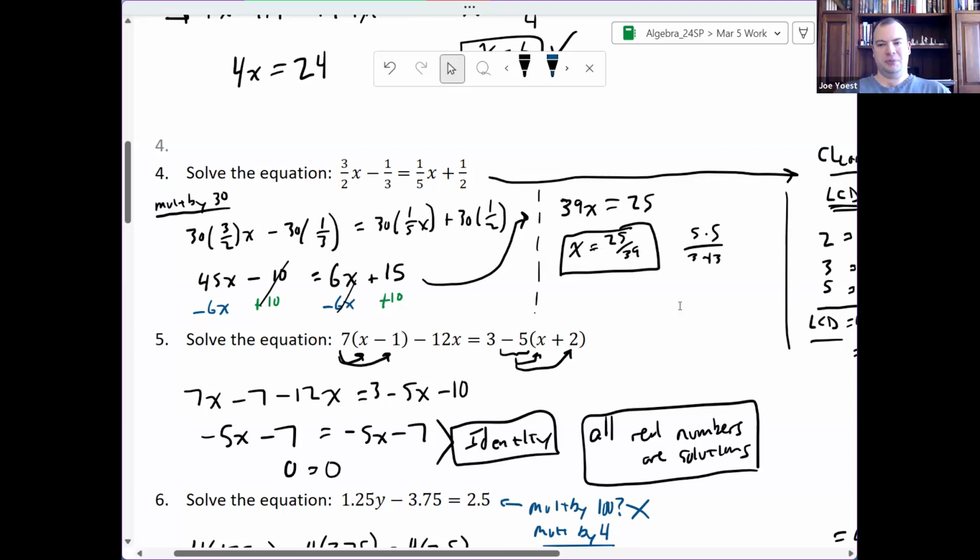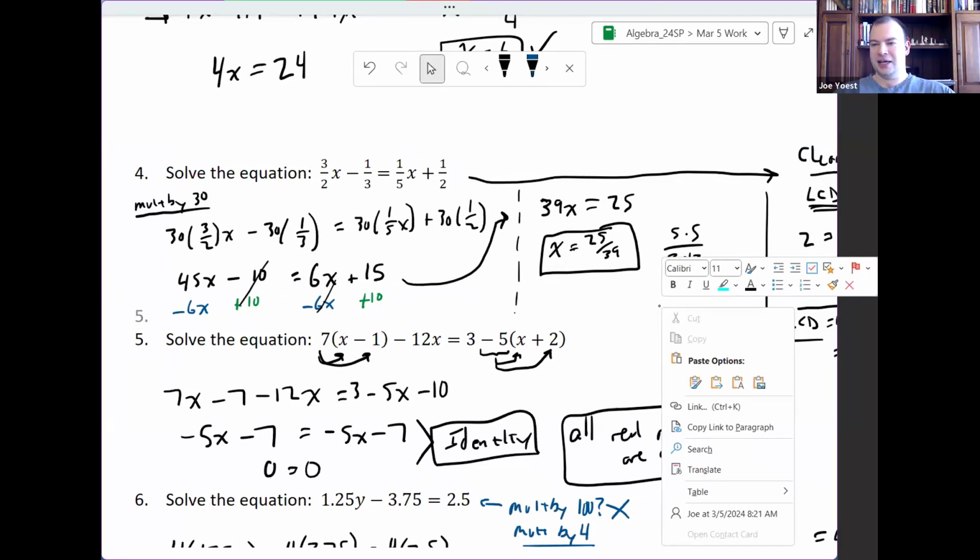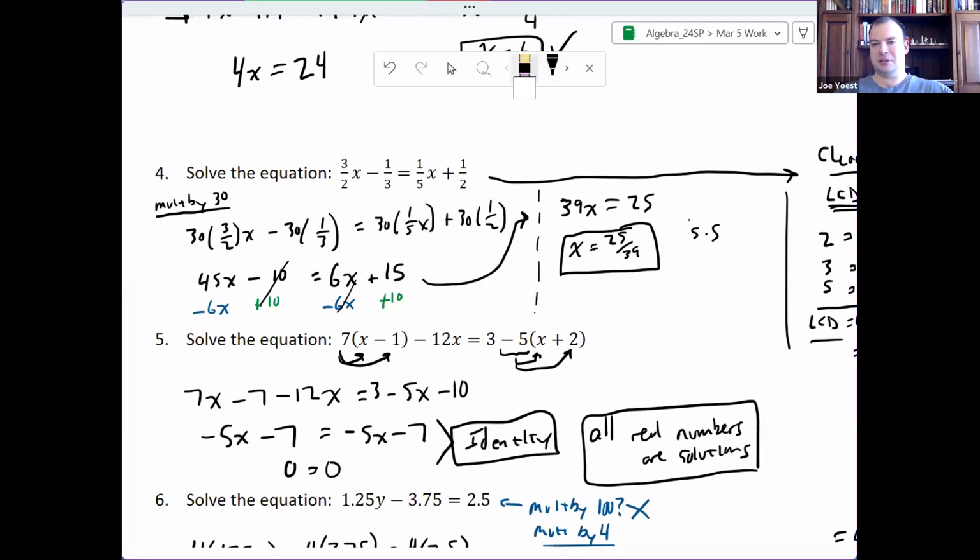Is that in simplest form? 25 is 5 times 5, its prime factorization. And 39, you can barely tell what I wrote there, but 39 is 3 times 13. So we see that 3 and 13 are prime numbers as well. There are no common factors, so this is the simplest form. That's our final answer, 25 over 39.